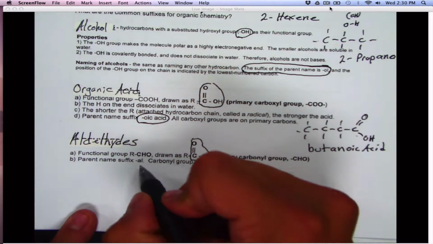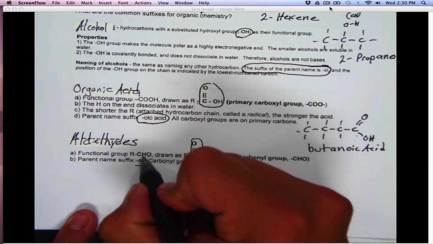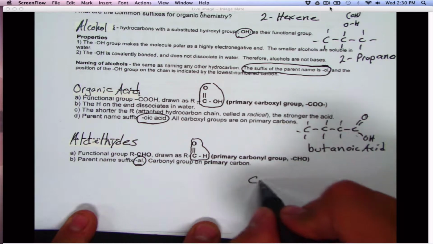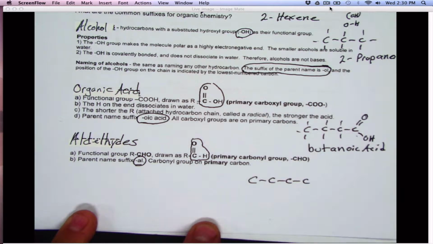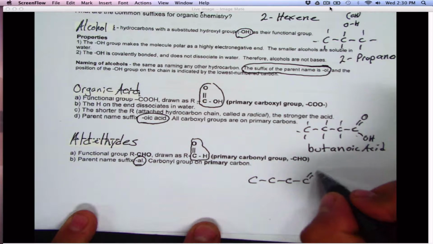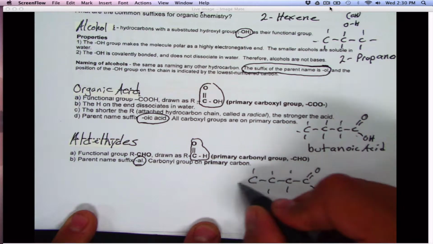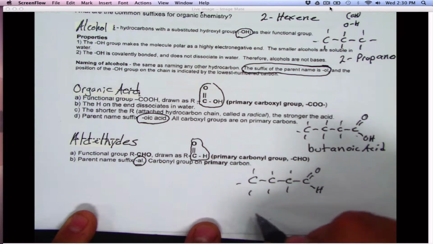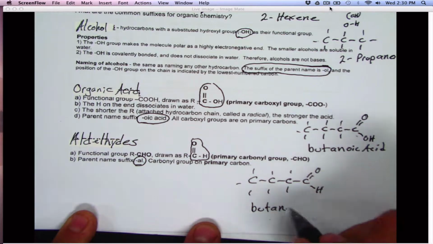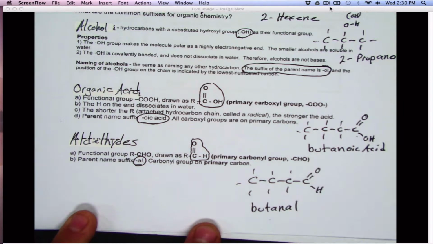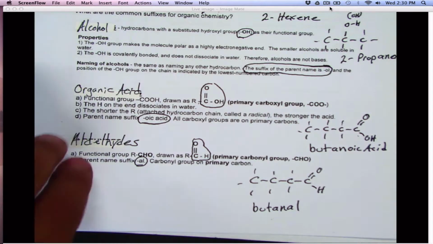And all you need to do for these, for ALs, when you name them, is have an AL ending. So let's do our 4 carbons, like we did before, and now we have a double bond to an oxygen with an H hanging off of it. And remember, there are H's off of all of these. I'm not going to draw them, but they are there. Still 4, it's but, it's single bond, so it's ane, it's a butanal. Okay, butanal.